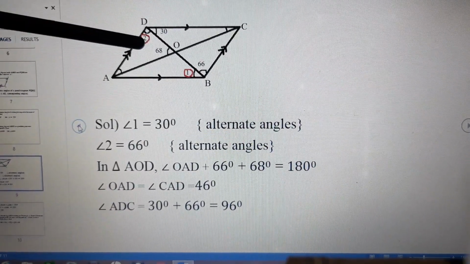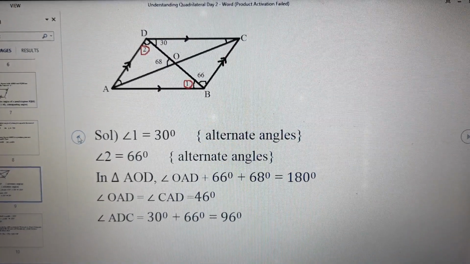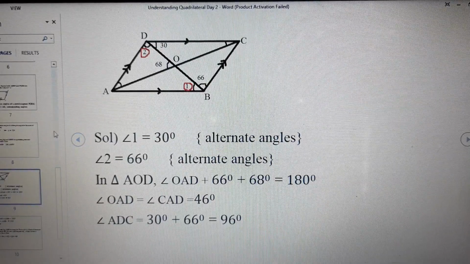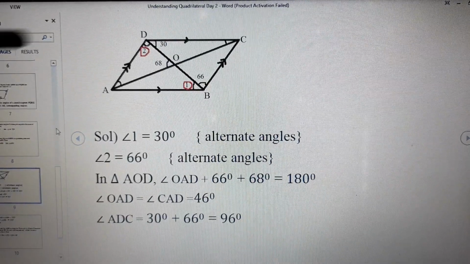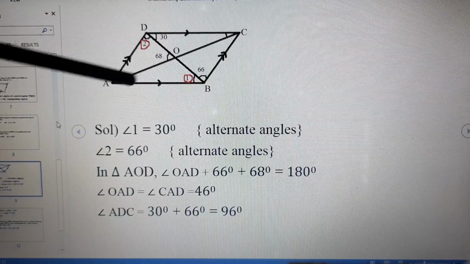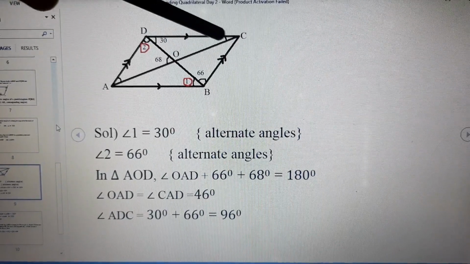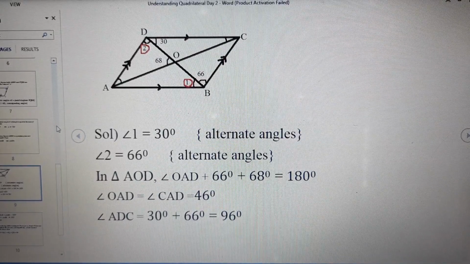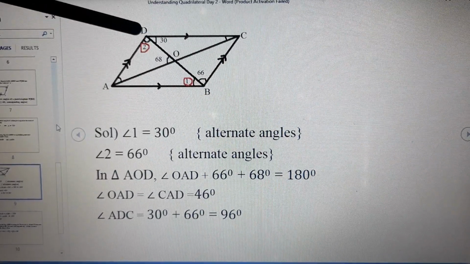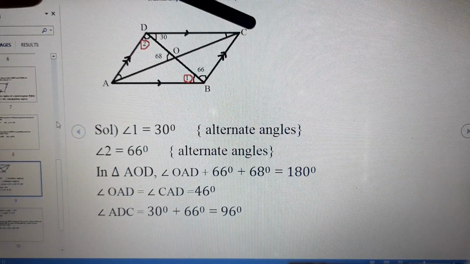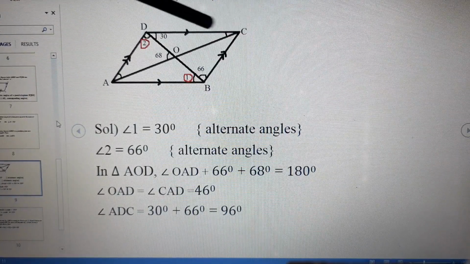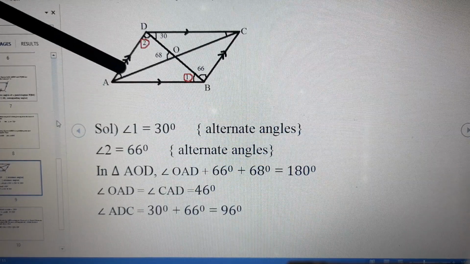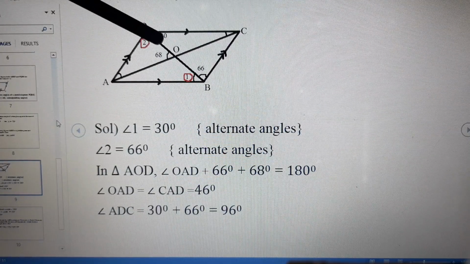ADC is angle 2 plus 30 degrees. The 2 is 66. 66 plus 30 is 96. Now the third angle which we have to calculate is DCA or ACD, this angle which is marked over here. So if we take triangle ACD, this complete angle is 96. This we have calculated: 46, 46, 96.